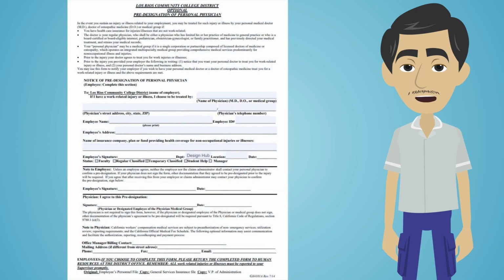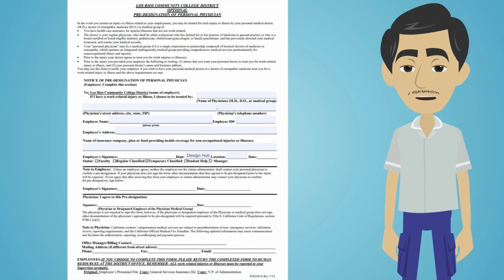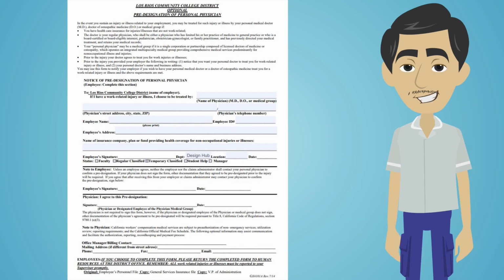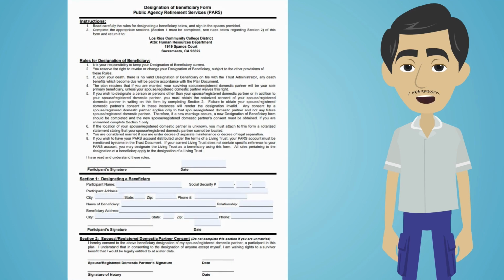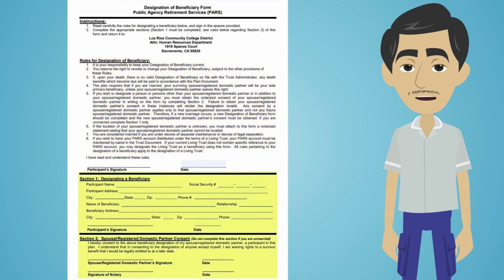If you would like to be treated by your personal medical doctor in the event that you sustain an injury or illness related to your employment, complete the page entitled Optional Predesignation of Personal Physician. On the form entitled Designation of Beneficiary Form, read the rules for designation of beneficiary and complete the sections that apply to you.